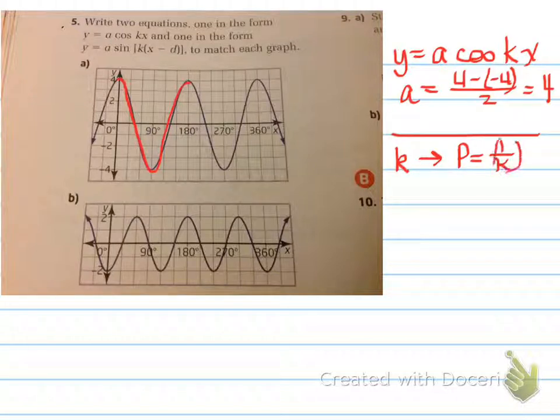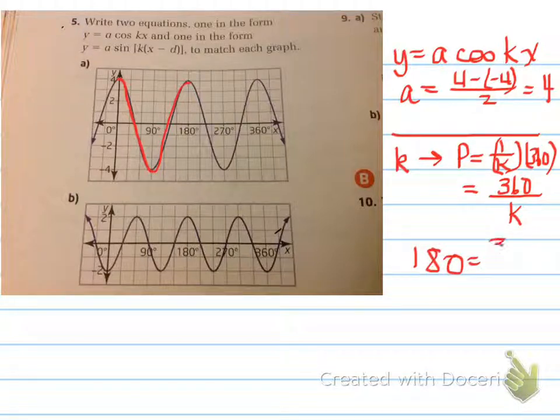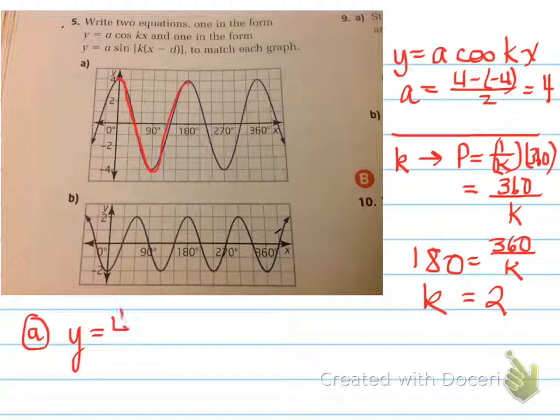The k is affected by the period. The period is equal to 1 over k times 360, which is equivalent to 360 over k. The period of this particular red graph is 180 degrees. So 180 degrees is equal to 360 over k. You can do 180 over 1 and cross multiply, and you find that k is equal to 2. So what is our equation? Our equation is y equals 4 cos 2x.